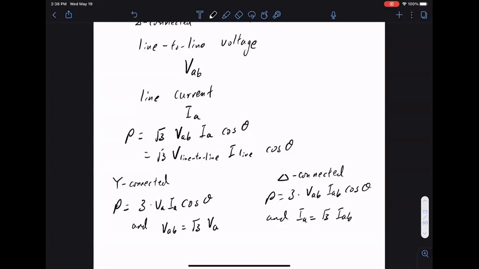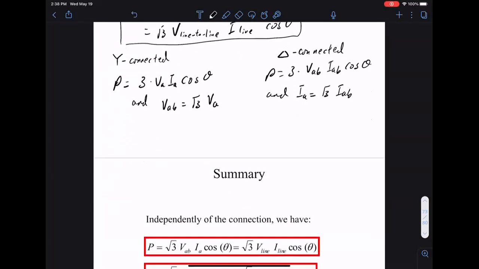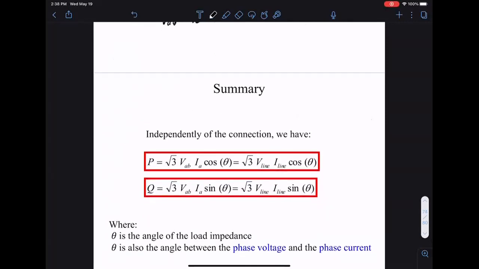So if you want, you can always just remember this one equation and use it when you do the power calculations. This is the key equation to remember. You can always figure out what the angle is, then convert all voltage magnitudes to line-to-line, convert the current to the line current, and use this equation. And for this equation, it doesn't matter what the connection is. You can have Y, delta, or multiple loads with different connections. This equation will work.